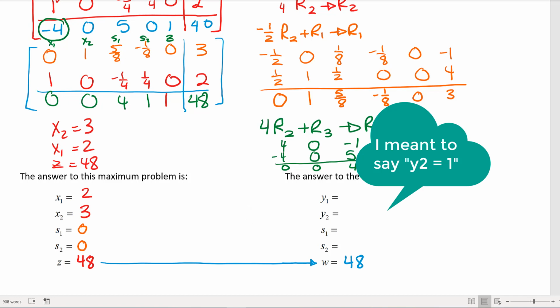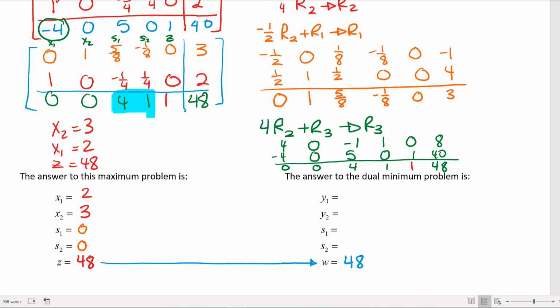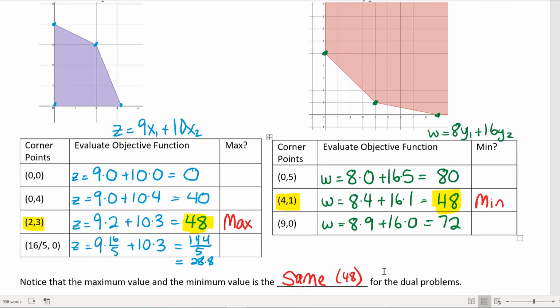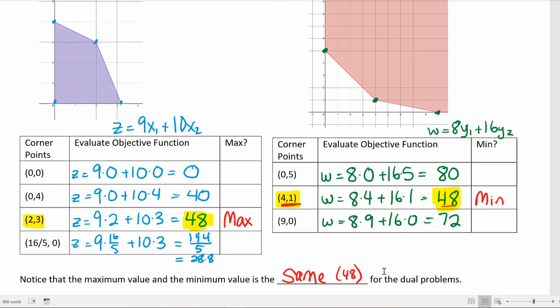Well, it turns out that those values turned out to be in the slack variables of the maximization final simplex tableau. So the 4 right here is the answer to your y1. And the 1 happens to be the answer to the y2. And my slack variables are the zeros from x1 and x2. Notice that this solution, 4, 1, with a minimization of 48, is the same solution we found graphically, 4, 1 with a min of 48. So we can now not have to graph it, we can just change our minimization problems into maximization problems and then use the simplex method to solve.